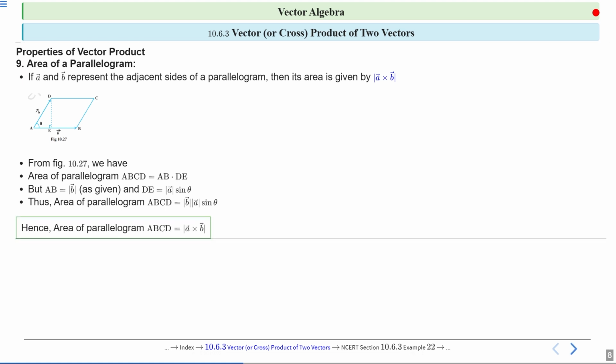Hence, to summarize, the area of parallelogram ABCD is exactly equal to the magnitude of the cross product of A vector and B vector. So, the area is equal to the magnitude of A vector cross B vector. Hope it's clear to all.